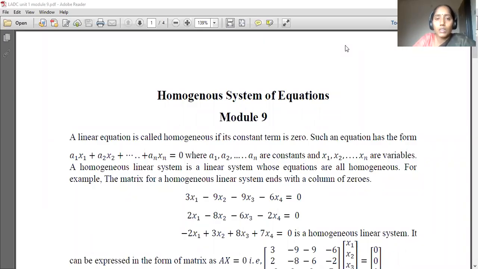Today we will start module 9 in linear algebra and differential calculus. Today's topic is homogeneous system of equations. This topic has a crucial role in linear algebra and its applications.